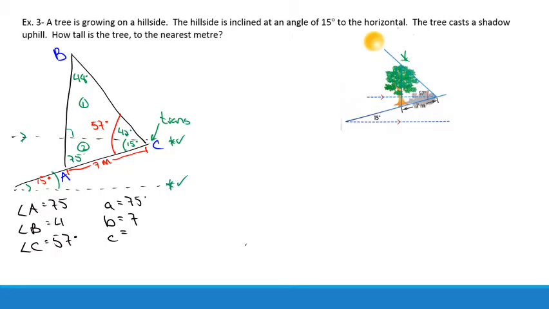This is 48. I'm just going to scratch this out because last time I tried using the eraser, it erased all my work. So I don't want that to happen again. Okay, now what am I actually looking for? I'm looking for how tall the tree is. So that would be side C.